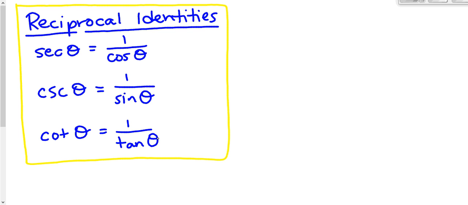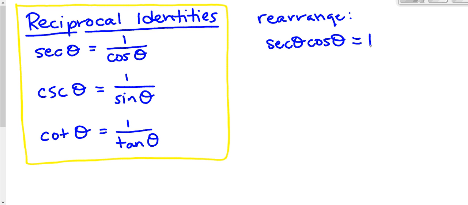Now remember, one of the things you might get to do with these is use them for a substitution, or to rearrange in some way. Here are some of the rearrangements you might encounter someday. Maybe you see something like this: secant theta times cosine theta equals 1. You see how if we take that first equation and multiply both sides by cosine theta, we have secant theta cosine theta equals 1. If you needed to do a substitution and you had a problem that had this product in it, you could substitute 1 for it. We'll be practicing that a little bit next time.